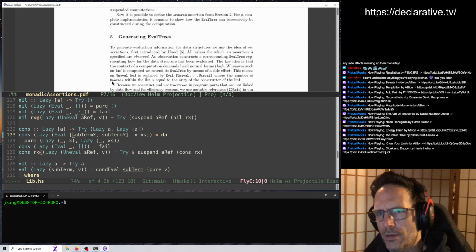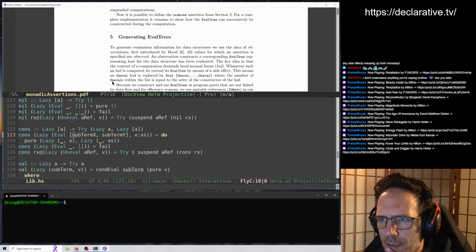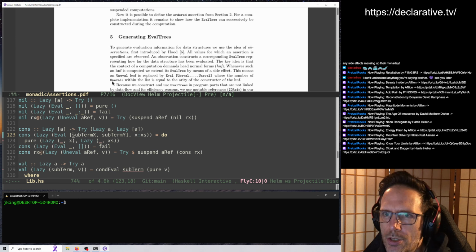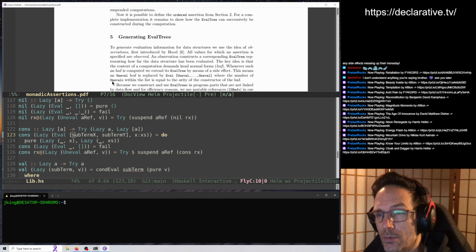Okay, so generating eval trees. To generate evaluation information for data structures, use the idea of observations. All values for which an assertion is specified are observed. An observation constructs a corresponding eval tree, representing how far the data structure has been evaluated. The key idea is the context of a computation demands head normal form. Whenever such a head normal form is computed, we extend its eval tree by means of a side effect. This means an uneval leaf is replaced by eval with a list of uneval, where the number of unevals within the list is equal to the arity of the constructor of the head normal form.